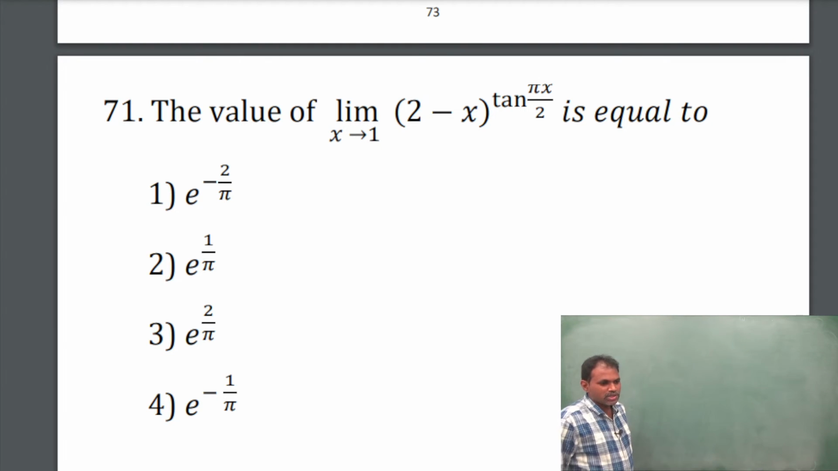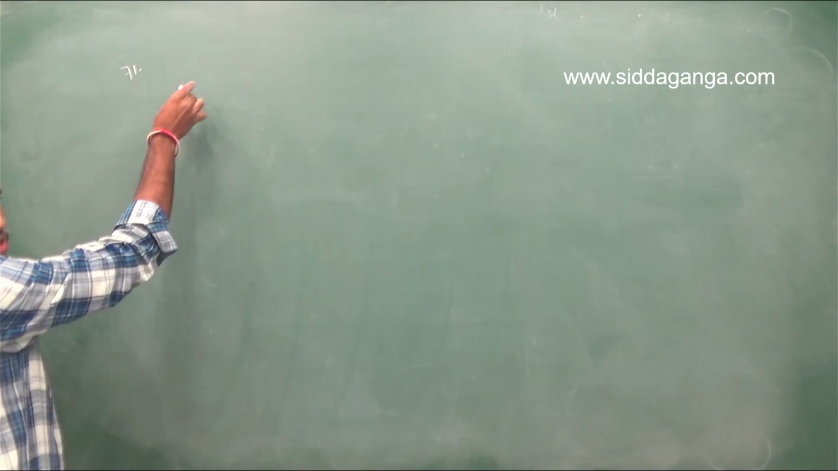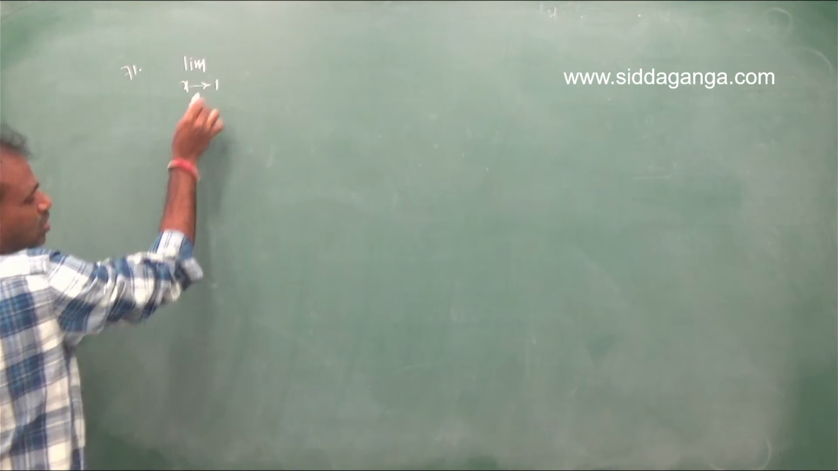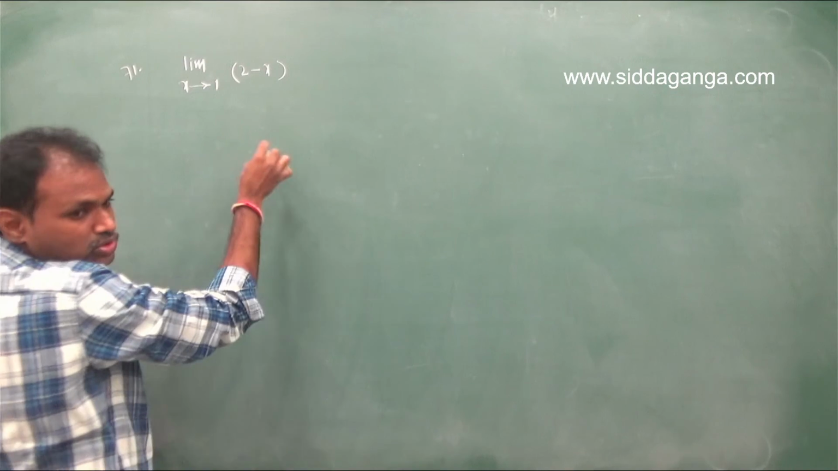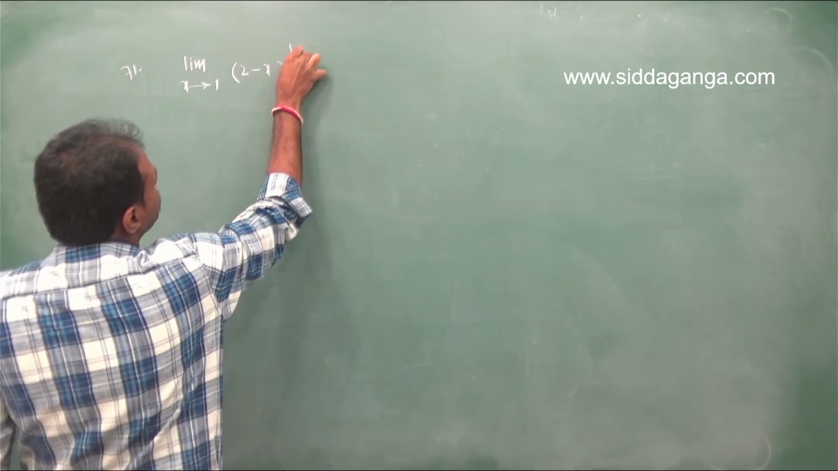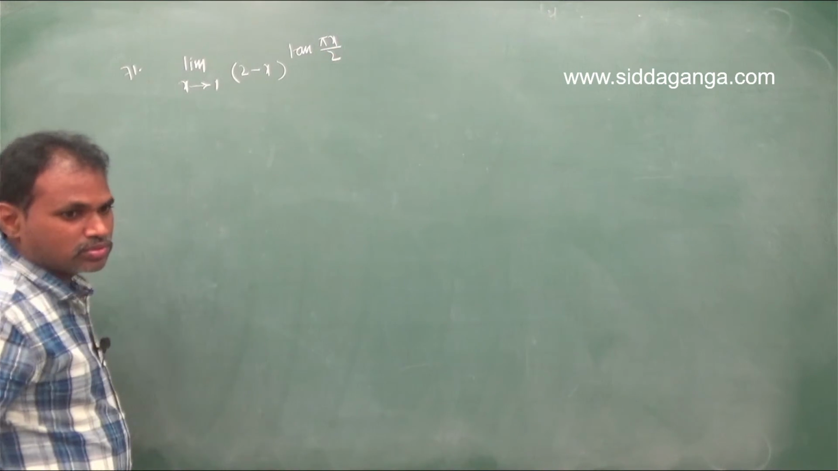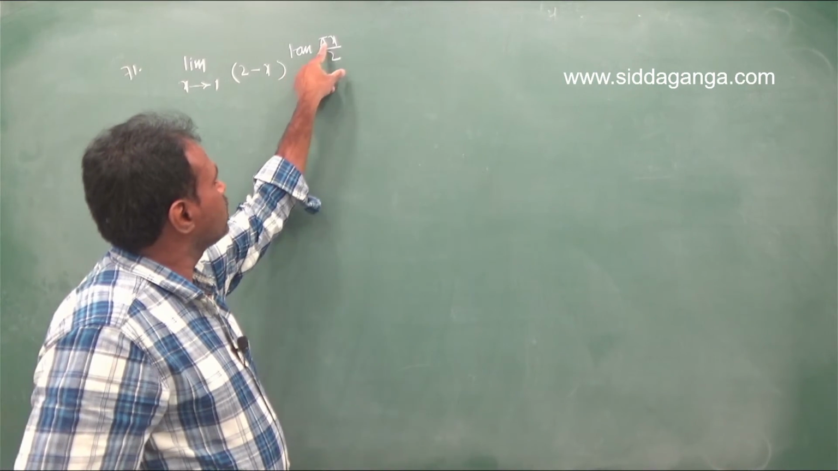The value of limit x tends to 1, (2 minus x) whole power tan of pi x by 2 is equal to. Now here, limit x tends to 1, (2 minus x) whole power tan of pi x by 2.